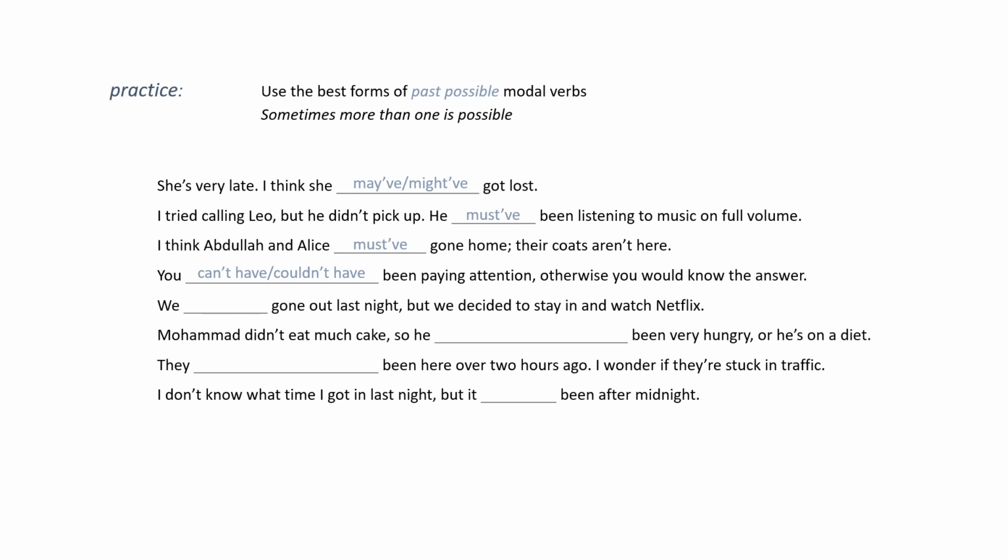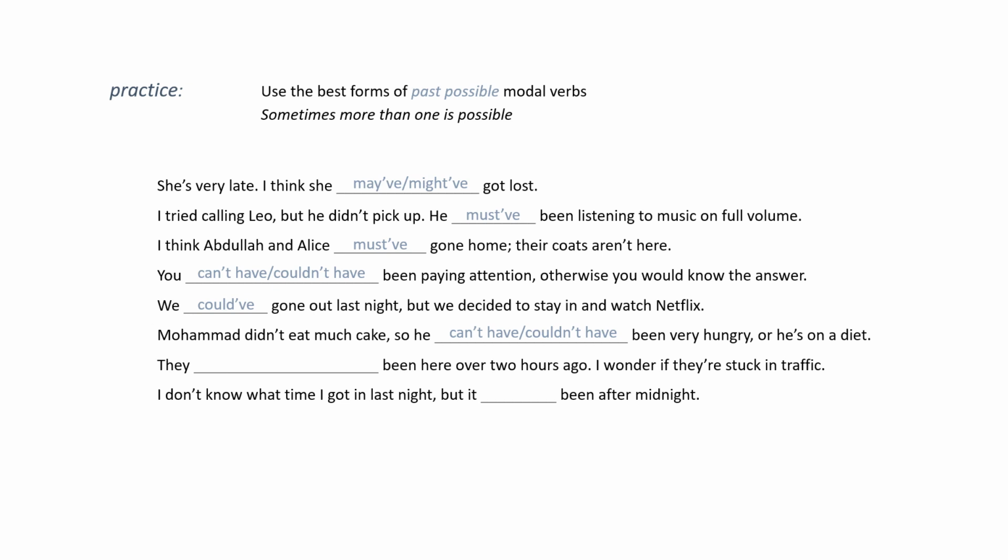We could have gone out last night, but we decided to stay in. Possibility in the past. We could have gone out last night, but we decided to stay in and watch Netflix. Muhammad didn't eat much cake, so... logic. He can't have or couldn't have been very hungry, or he's on a diet.